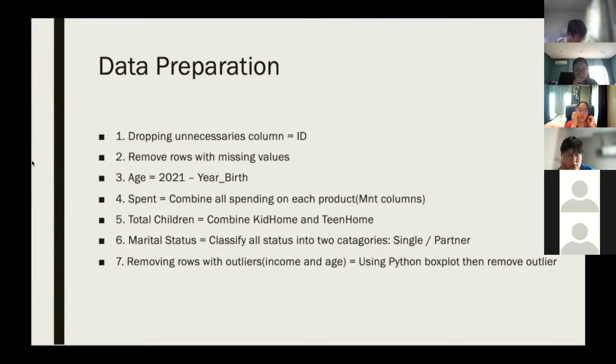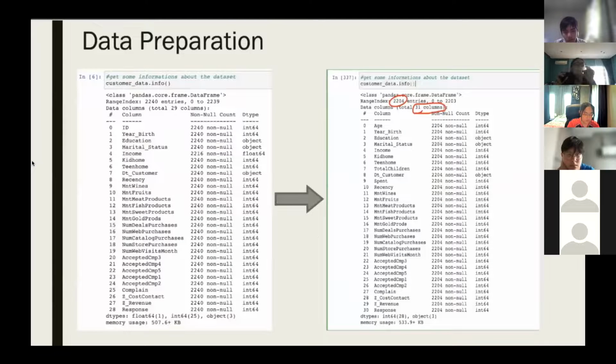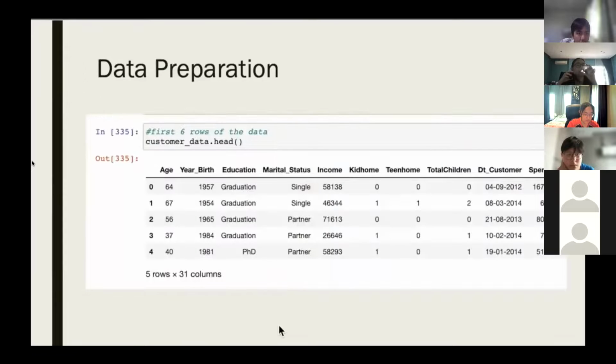Moving on to data preparation, I first dropped the unnecessary column, which was ID, and then removed the rows with missing values, then created 3 new columns, which are age, spent, and total children, which will give clearer picture for the analysis. And then for the marital status, there are various types of status, so I just classified them into 2 categories, which are single and partner. And then lastly, I removed the rows with some outliers. This is the data after modification. You can clearly see that the number of rows and columns have changed, and this is how the data looks like.